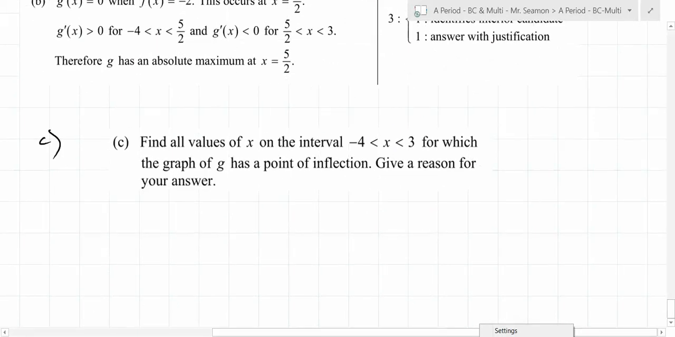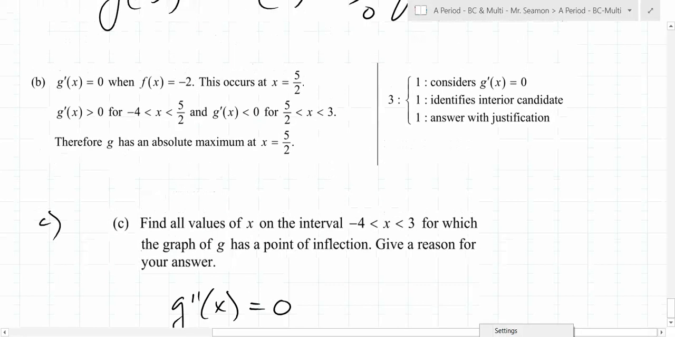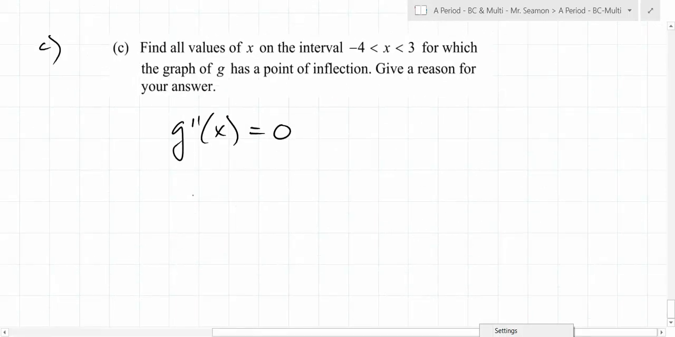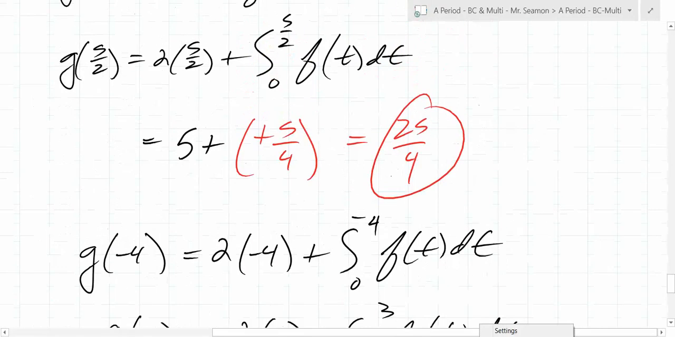It's a change in concavity. So you're looking for when, we'd love to know when g double prime of x is equal to 0 so we can know when it changes sign. Do we have g prime of x? Yes, that's what I wrote right there. So what we have is g of x. Did we already find g prime of x? What was g prime of x?